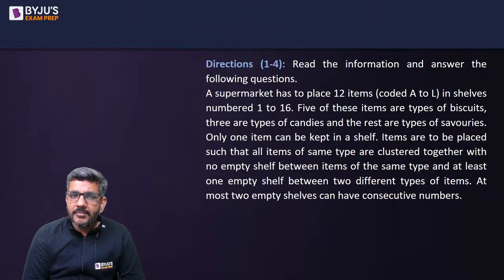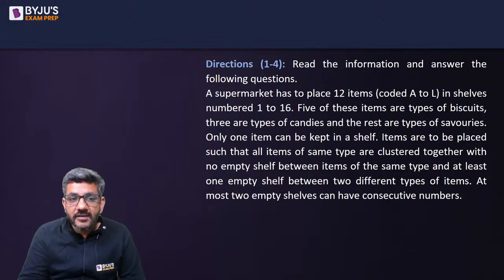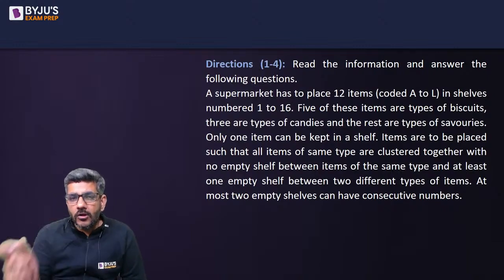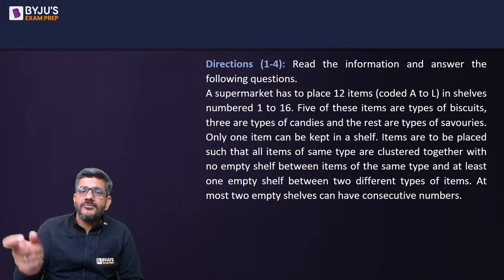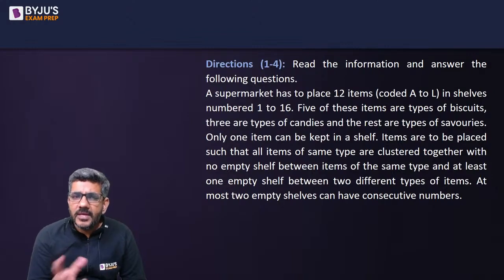Only one item can be kept in a shelf. Items are to be placed such that all items of same type are clustered together. That means all 5 biscuits will come together in 5 shelves. All 3 candies will come together in 3 shelves. And all the 4 savories, they would come together in 4 shelves. No empty shelf is there between items of same type. That's what we mean by clustered together.